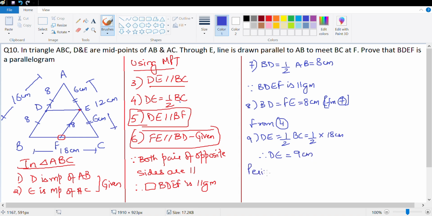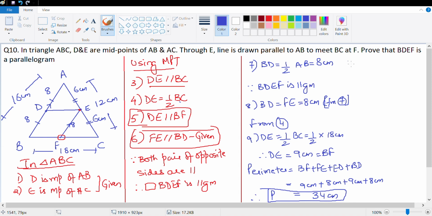So now perimeter will be equal to side BF plus FE plus ED plus BD. Now DE is equal to 9 centimeter, which is also equal to BF because it's a parallelogram. Perfect. So this will be equal to BF, which is 9 centimeter, FE, which is 8 centimeter, ED, which is 9 centimeter, and BD, which is 8 centimeter. So that's 9 plus 8, which is 17, into 2, that's 34 centimeter. Therefore, perimeter is equal to 34 centimeter.